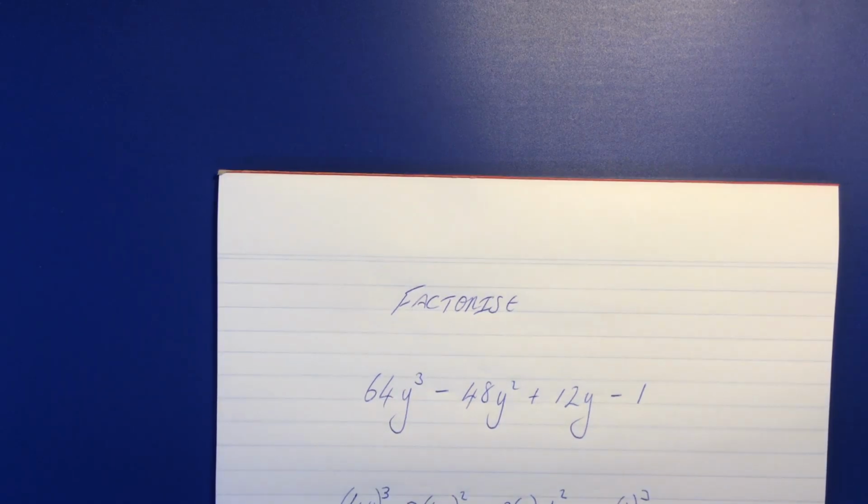Hi, I'm an old guy and I do maths, and the task ahead of us today is to factorize this: 64y cubed minus 48y squared plus 12y minus 1. And it looks kind of daunting. One could be forgiven for asking where you start.